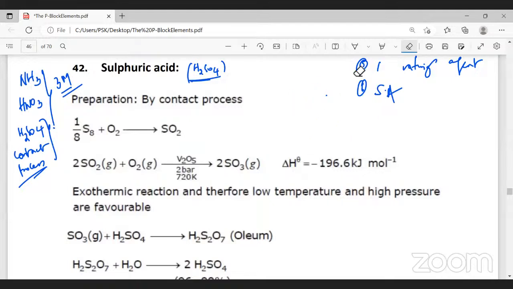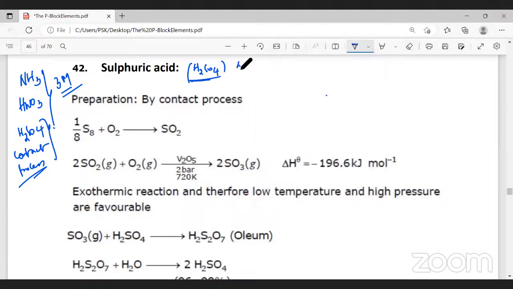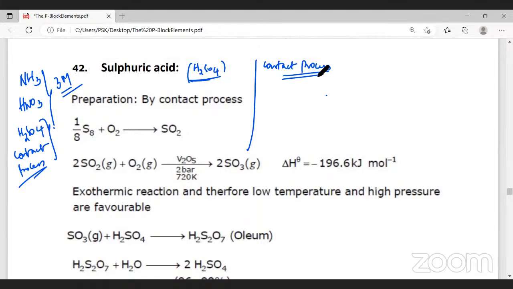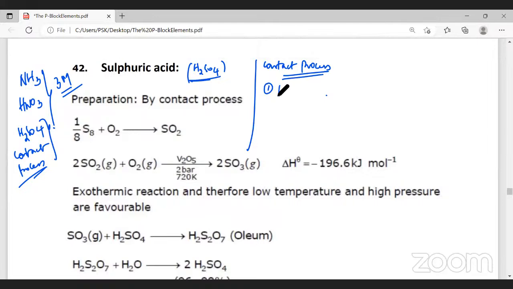One of the methods of preparing sulfuric acid was a method called the lead chamber method. We know that lead causes poisoning. Therefore, this method is not used now. So the method we are using to prepare sulfuric acid is the contact process. 3-4 steps are there. Simple reactions, you need to pay attention. The first step in the contact process is preparation of sulfur dioxide.